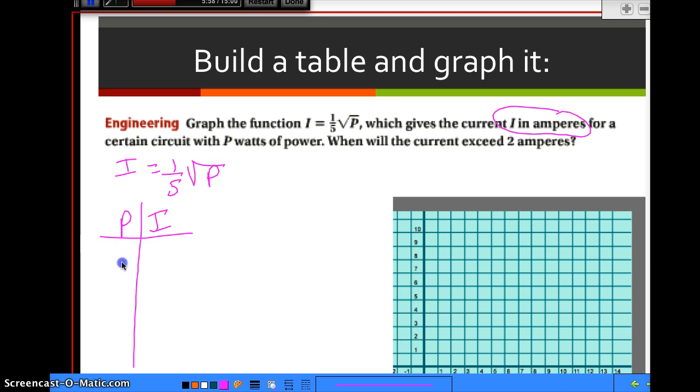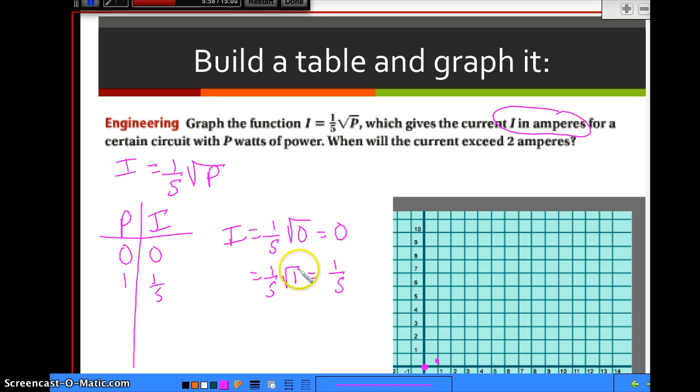If I put in 0, that would be I is equal to 1/5 times the square root of 0. Square root of 0 is 0, and 1/5 times 0 is 0. If I put in 1, square root of 1 is a perfect square, so that wouldn't be a bad idea. That would be 1/5 times the square root of 1, and square root of 1 is 1, and 1 times 1/5 is 1/5, which is equal to 0.2. So 1 goes to 0.2, so that's just barely above it.